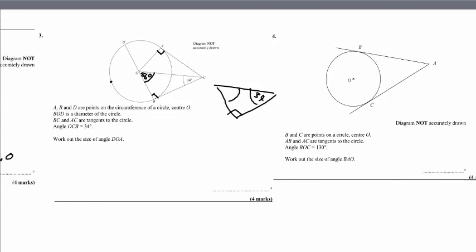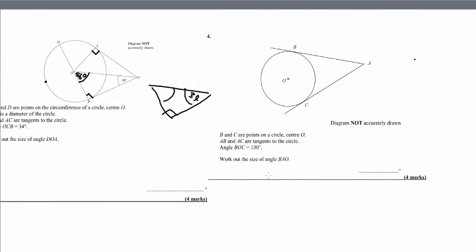I'll tell you just a little bit more. Here, work out the size of angle BOA. So it wants this angle. So it's almost like you've got to draw your own line. They're never going to give you a question like this. You don't have to ever draw your own lines. But they want you to find this. Well, that actually kind of becomes useful.